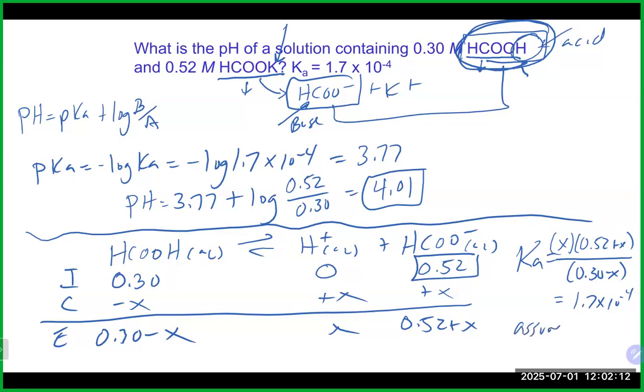You would assume x is equal to 0. You would solve for x, and you'll eventually get to the same answer. If you go through there, the assumption would be good in this case, and it should lead you to the same answer. Any questions on either way there?